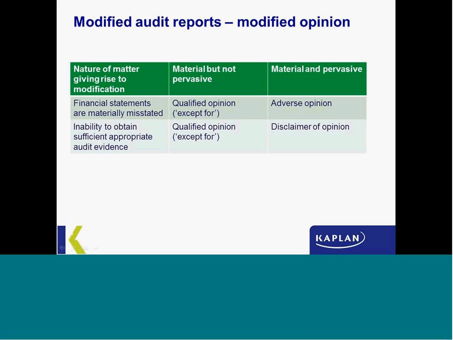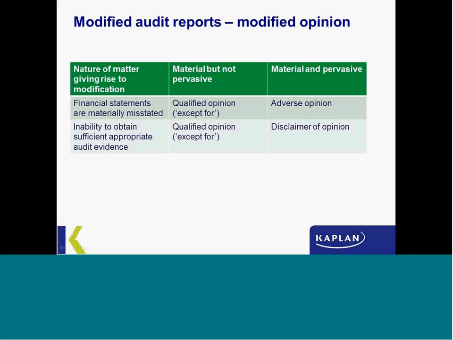Material but not pervasive. So for example, the inventory example I discussed earlier, they want to hold it at cost. We're saying it should be NRV. It would likely be material, but it's not pervasive because it's isolated specifically to inventory. So that qualified opinion, we can also refer to as an except for opinion. If it's a disagreement, but it's material and pervasive, then it's an adverse opinion.